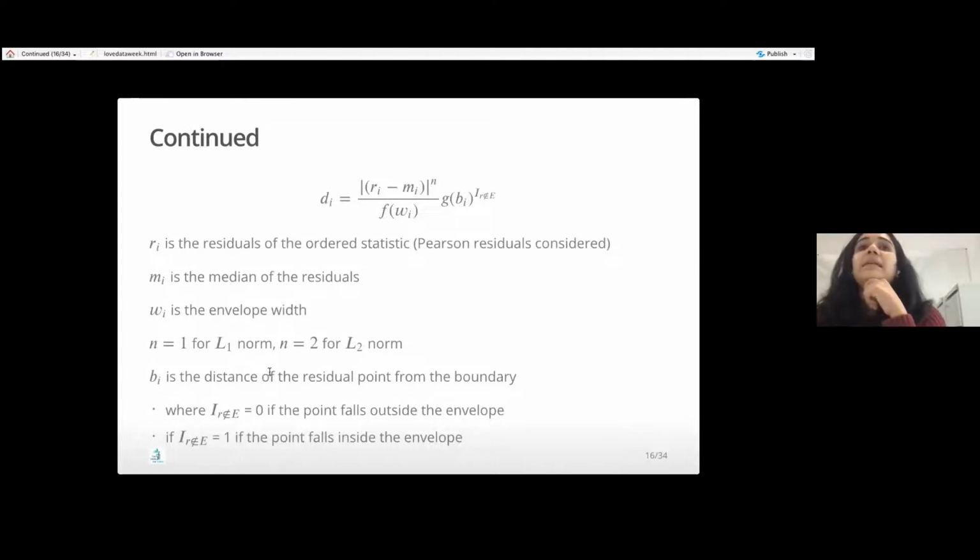And b_i is the distance of the residual point from the boundary, and it is included with an indicator function which is switched on. The indicator function is equal to 1 if the point falls outside the envelope, and if it is equal to 0, that means the point falls inside the envelope, so there's no effect of the boundary distance there. And w_i is the envelope width for every residual point.